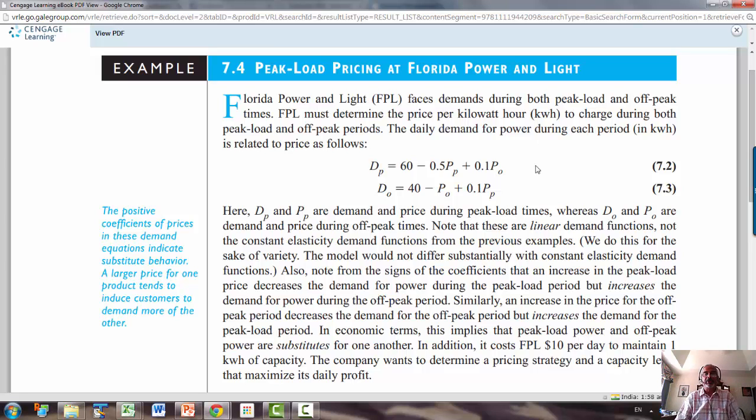The opposite here, during off-peak period, demand would be, if peak period price goes up, then the demand will shift from peak period to off-peak period. So you have a positive slope there. And if off-peak period price goes up, of course the demand will go down. So now how do you set this up? So we'll go to the Excel file now.